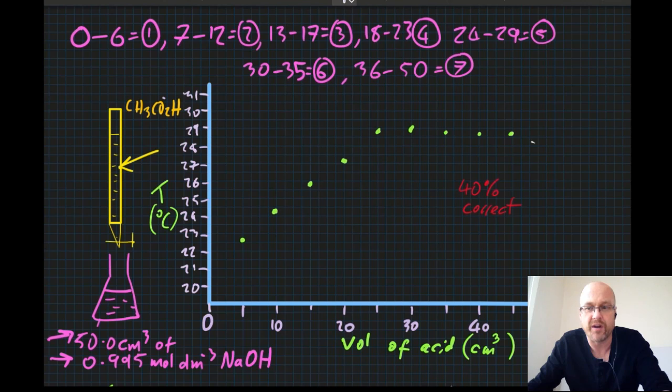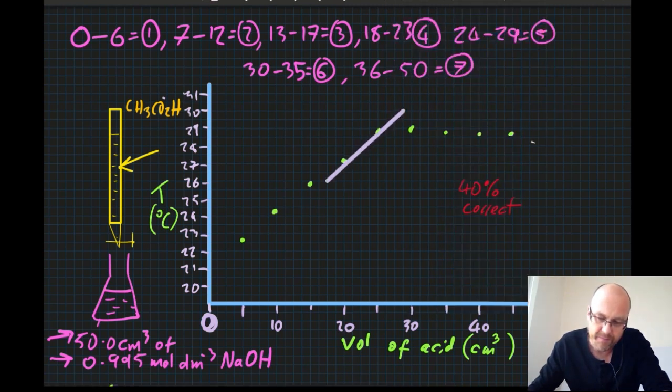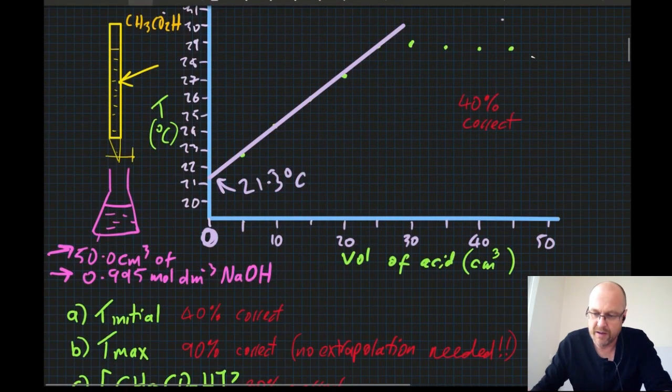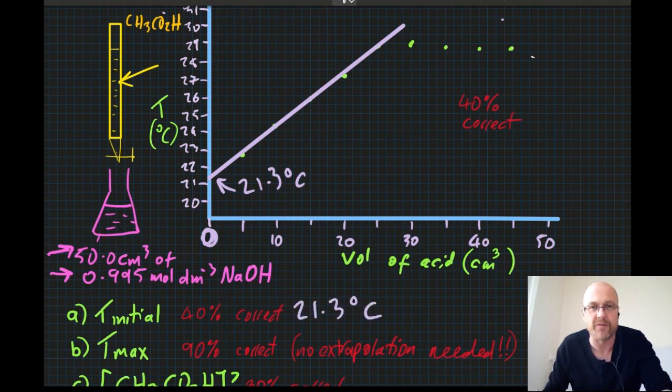Estimate the initial temperature. Well, the initial temperature was when you had 0 volume of acid added. So let me extrapolate back to that time, to that 0 volume added. All right then, so that gives me about 21.3 degrees centigrade as my initial temperature. Now, only 40% of people got that correct. Well, that messes up the numbers for the rest of the question. But you might get error carried forward.